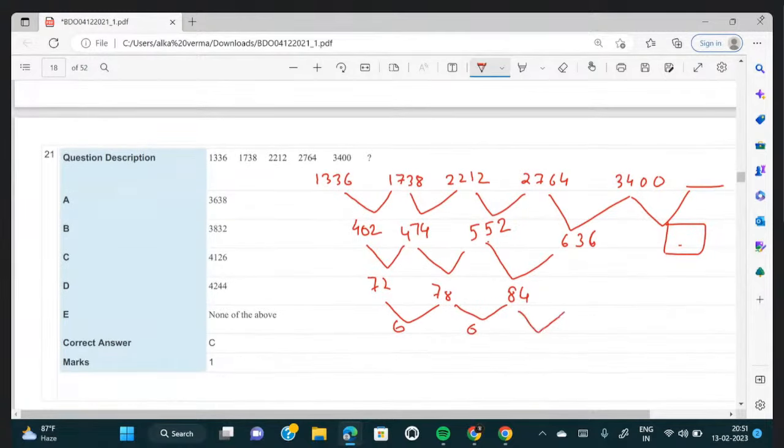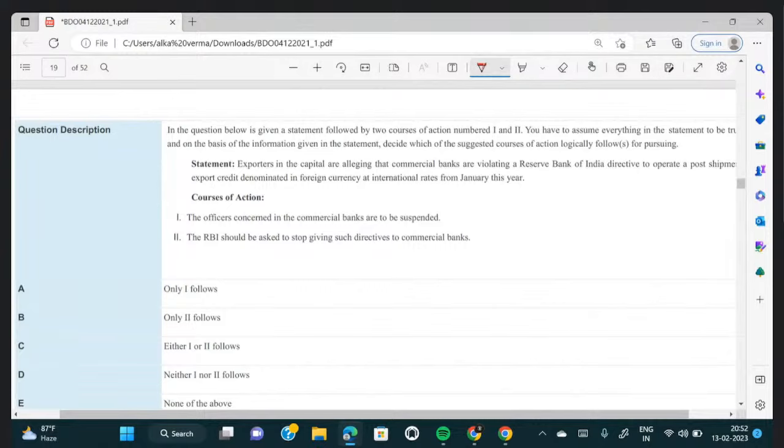Exporters in the capital are alleging that commercial banks are violating a Reserve Bank of India directive to operate a post-shipment export credit denominated in foreign currency at international rates from January this year. So this is something alleged, means some type of blame has been put by the exporters on the commercial banks for violating Reserve Bank of India's directive. So basically, this is a few people alleging. Who is alleging? Exporters. On whom? On commercial banks. For why? For violating Reserve Bank of India's directive to operate the post-shipment export credit denominated in a foreign currency.